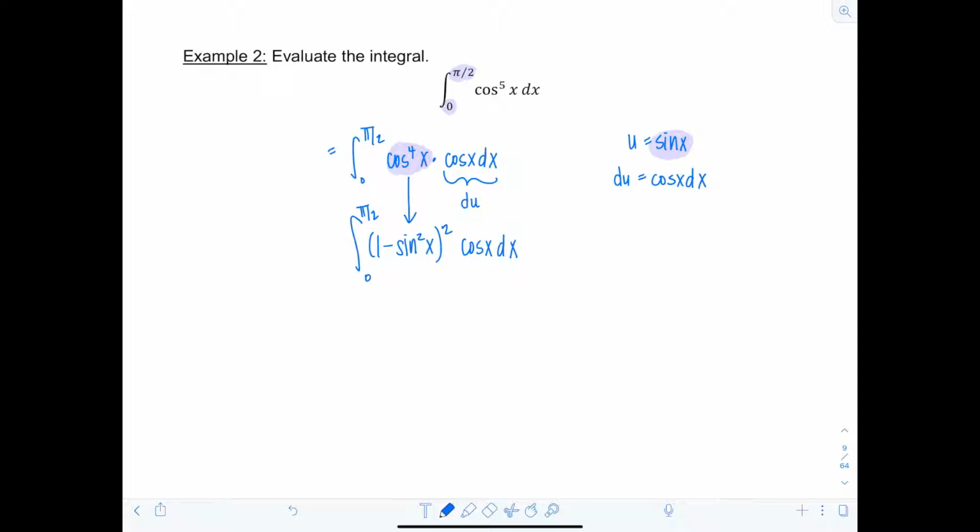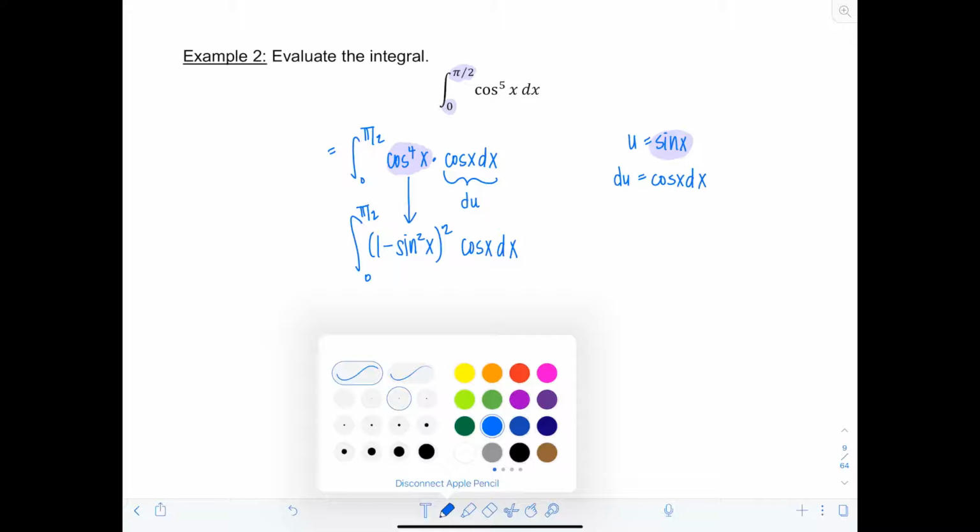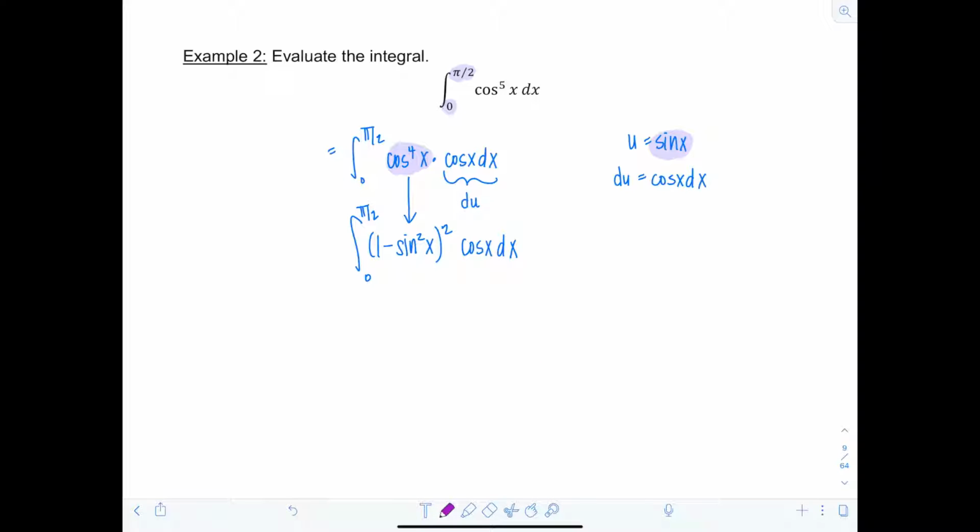Okay, now take a look. Am I in a good shape to make that u substitution now? Absolutely. I just have to figure out first what my new limits of integration are going to be. Okay, so let's do that before we get rolling. So I'm going to substitute in that lower limit, 0. So u of 0, that's sine of 0, that's going to be 0. And then upper limit is pi halves, so u of pi halves, that's going to be sine of pi halves, which is 1.